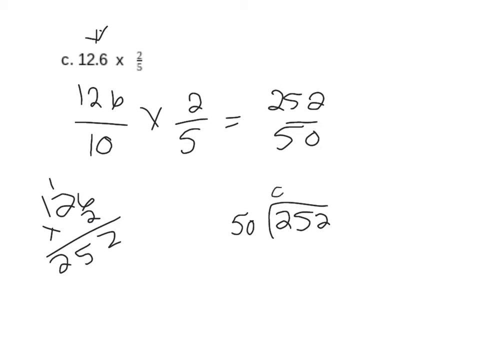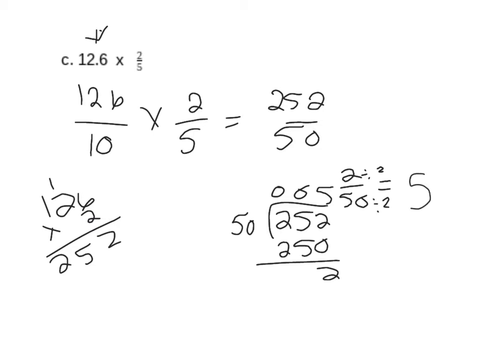So 50 can't go into 2, can't go into 25. 50 can go into 252. Let me think. If I count by 50s, 50, 100, 150, 200, 250, it can go in 5 times, because 5 times 5 is 25, so 5 times 50 is 250. And I have 2 left out of 50. So 12 6/10 times 2/5 is 5 2/50, or this is also equal to, if I divide both of these by 2, I can get 5 1/25.